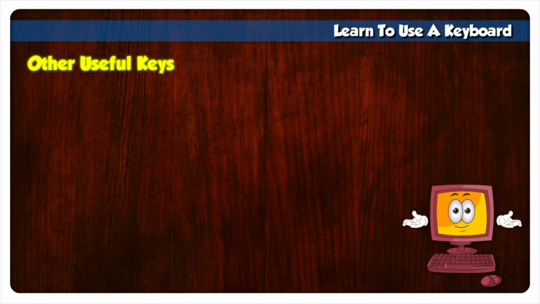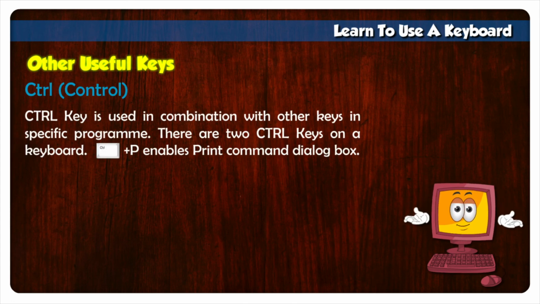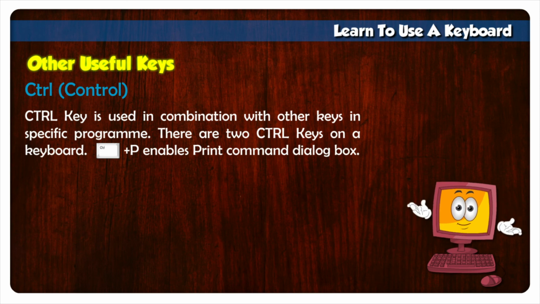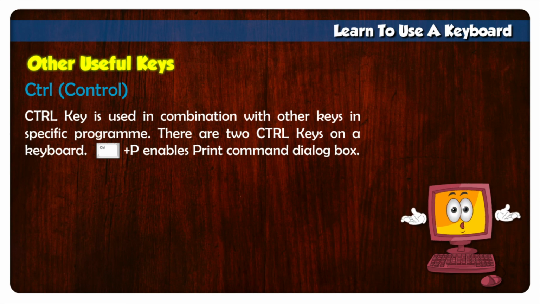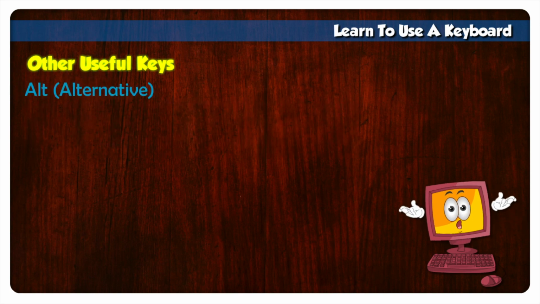Other useful keys. Control. CTRL key is used in combination with other keys in specific programs. There are two control keys on a keyboard. Control plus P enables print command dialog box.